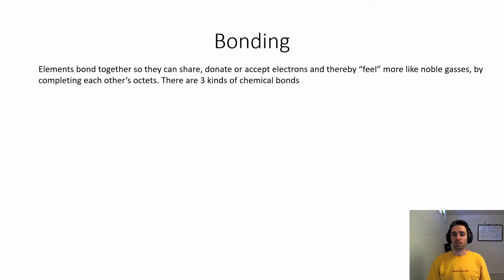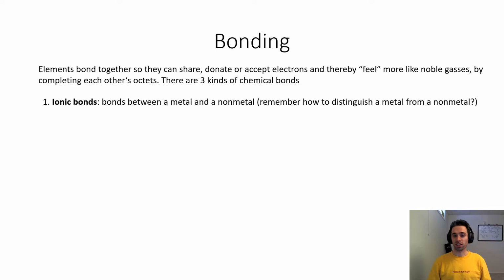Bonding. Elements bond together so they can share, donate, or accept electrons, and thereby feel more like noble gases by completing each other's octets. There are 3 kinds of chemical bonds. The first kind is called an ionic bond. This is a bond between a metal and a nonmetal. Remember, go back in your notes, how do we distinguish a metal from a nonmetal?